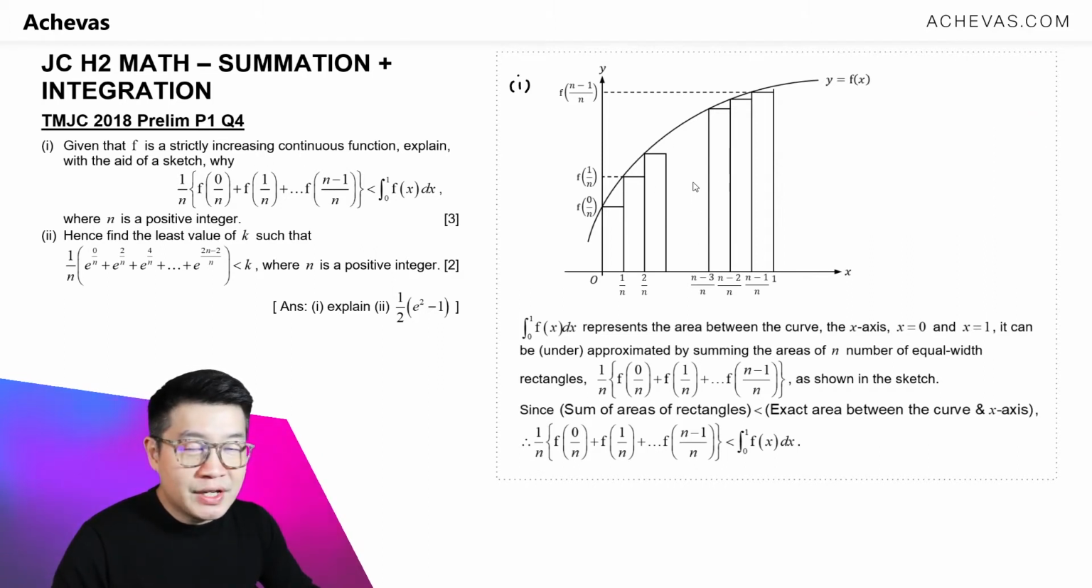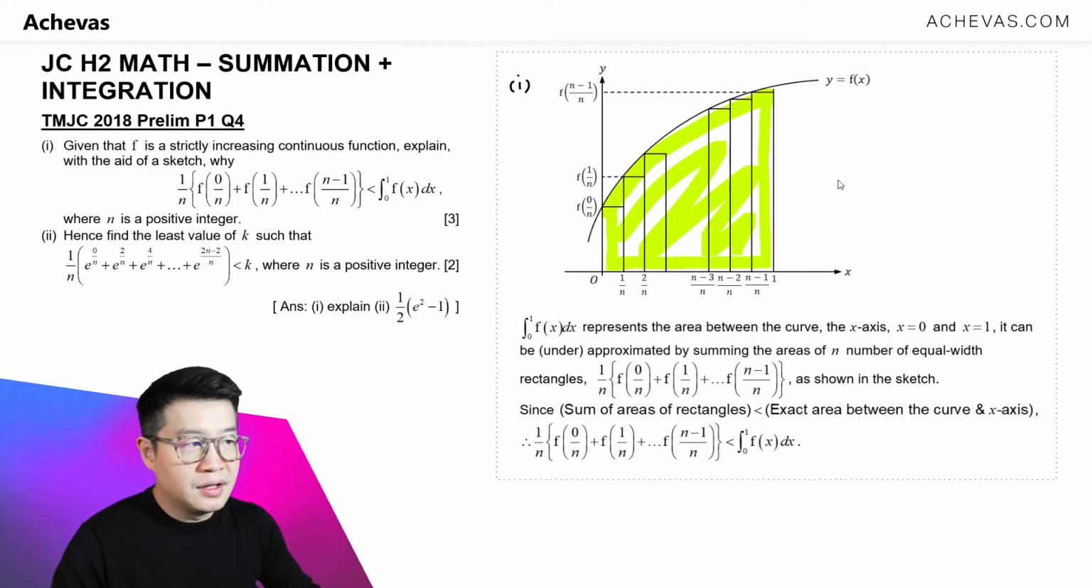So after I sketch this increasing graph, I'm going to look at this graph and see that, okay, the right-hand side of the inequality actually represents the area between this graph that I've sketched, the x-axis, and from x equals 0 to x equals 1. So the right-hand side, this definite integral here, represents the area of this region, all the way. Okay, so this is integration from 0 to 1 of f(x) dx. It is the exact area.